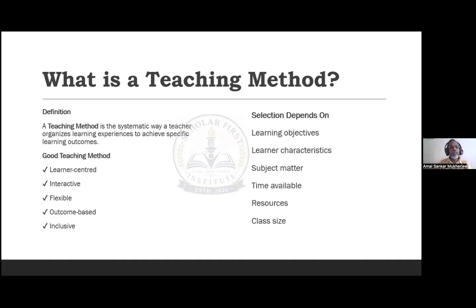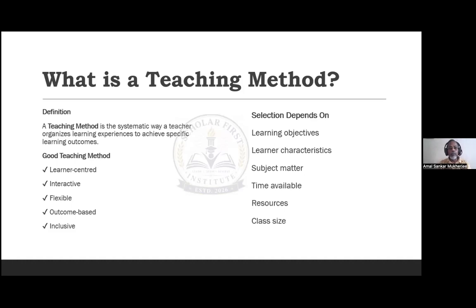What are the different good or effective teaching methods that are available? The types of good teaching methods will be learner-centered, interactive, flexible, outcome-based, as well as inclusive. These are the features or characteristics which may be there in the particular teaching method which the teacher can utilize in the classroom session.